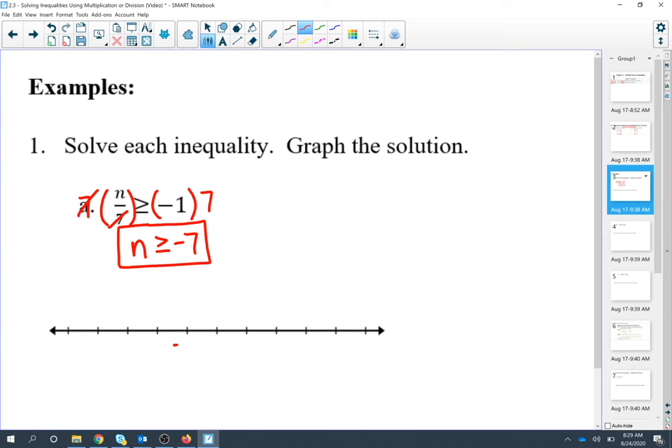On our number line, you can choose where to put -7. That's up to you. Then at -7, because it's greater than or equal to, I'm going to put a closed dot, and then I'm going to shade to the right.